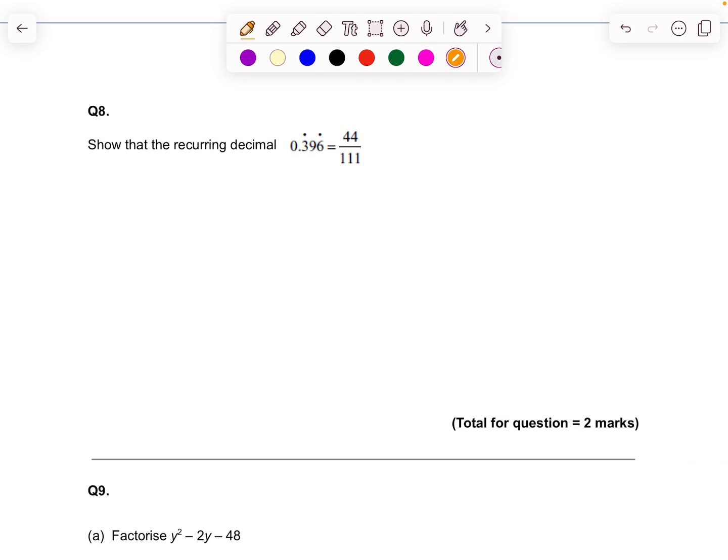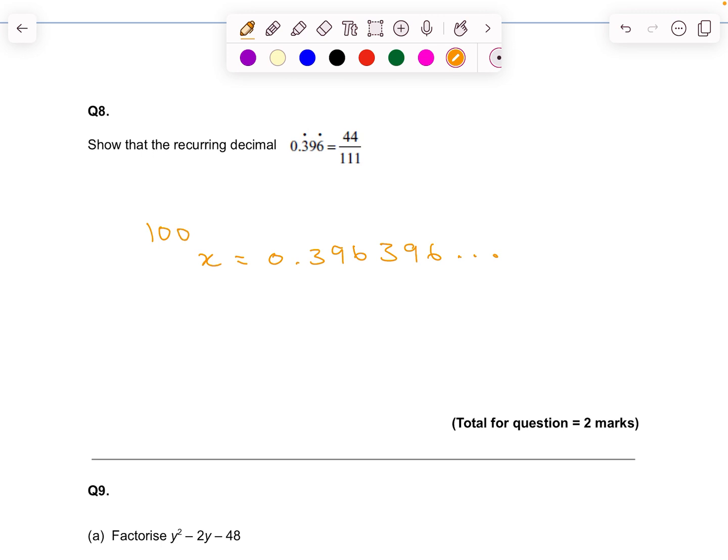Okay, a lot of you kind of messed this up in the method, and I'm afraid you got no marks for not using an algebraic method. So it was a nice one. Remember, I told you if it's one number recurring times by 10, two numbers recurring times by 100, three numbers recurring times by 1,000. So here I'm going to say that x equals 0.396396, going on forever and ever. And I'm going to multiply by 1,000 because there are three numbers recurring.